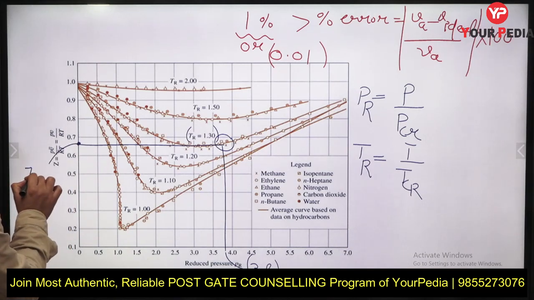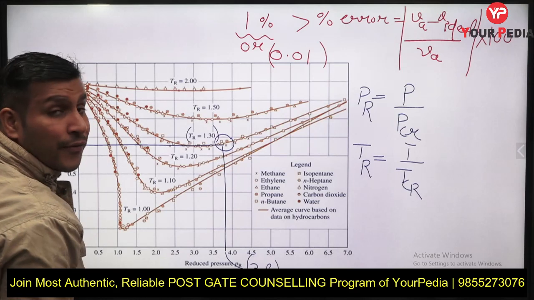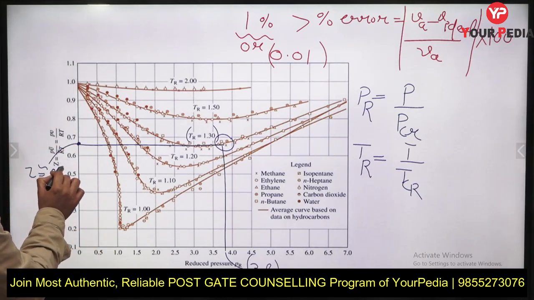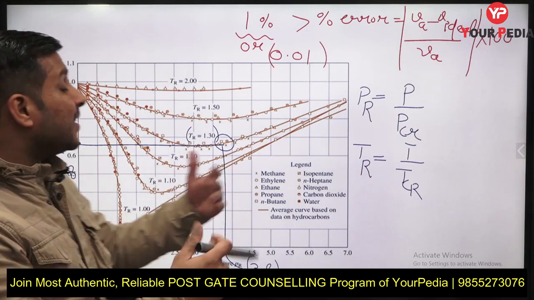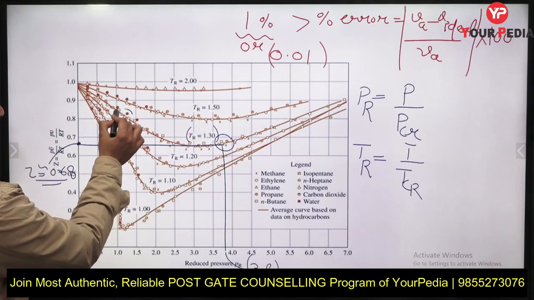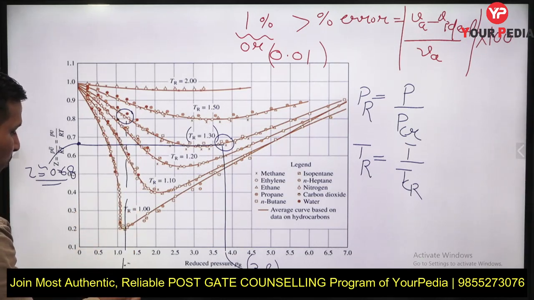What is their Z, kids? Z is almost the same, as you can observe here. There is very little difference. So Z is almost the same, close to 0.68. And at any other point also you can consider, suppose here, let's take this point. What is the reduced pressure here? The reduced pressure is close to 1.2.